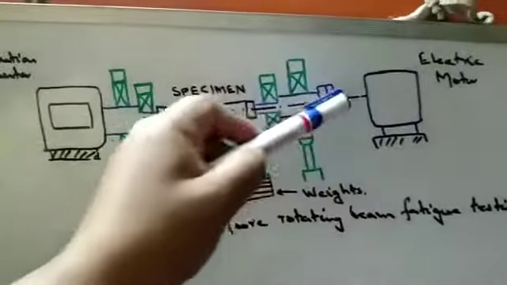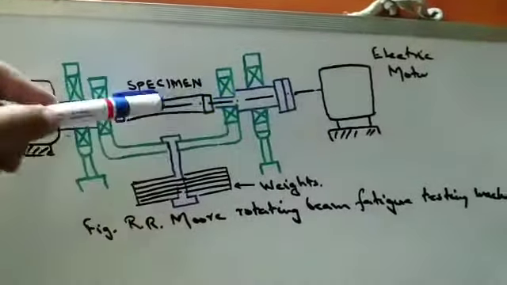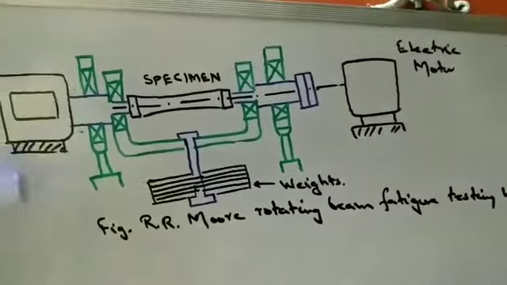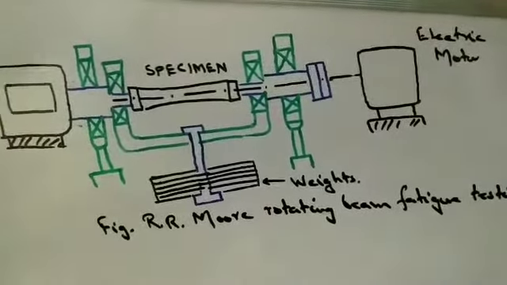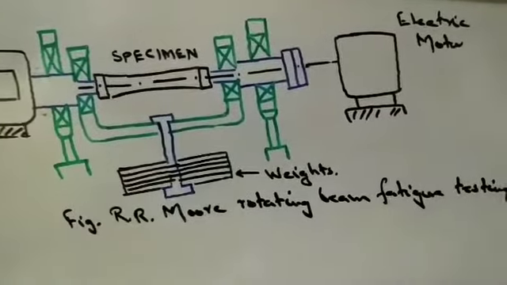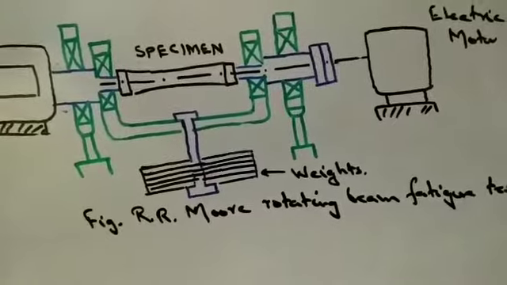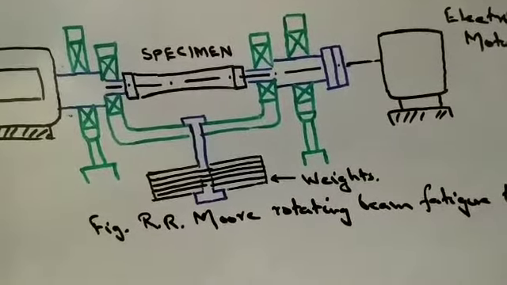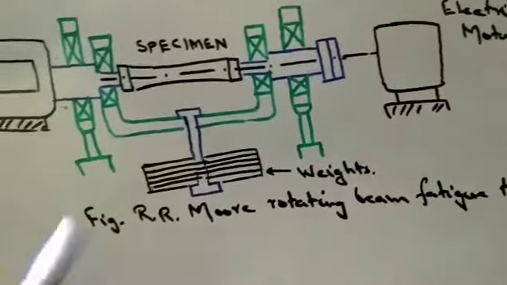This is an electric motor connected to it. The electric motor causes the specimen to rotate, and there are bearing loads applied in such a way that only a radial load is applied to the specimen. You can increase or decrease the load based on the requirement. From here we shall draw the SN curve. Now basically we should understand what type of loading is acting on this model.